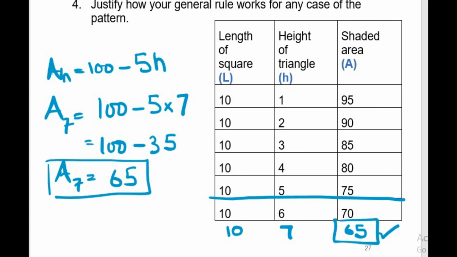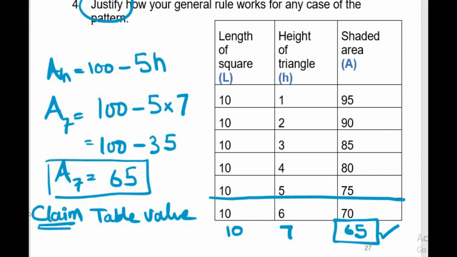But for the examiner, remember, this is the critical point. For the examiner, this doesn't end here. When you are justifying, this is a very crucial command term in the IB. So when you are justifying, you have to claim. You don't have to write the word claim, but you have to make a statement that the table value is the same as the value from the formula. Just writing this little sentence completes your job here, that you have to justify.